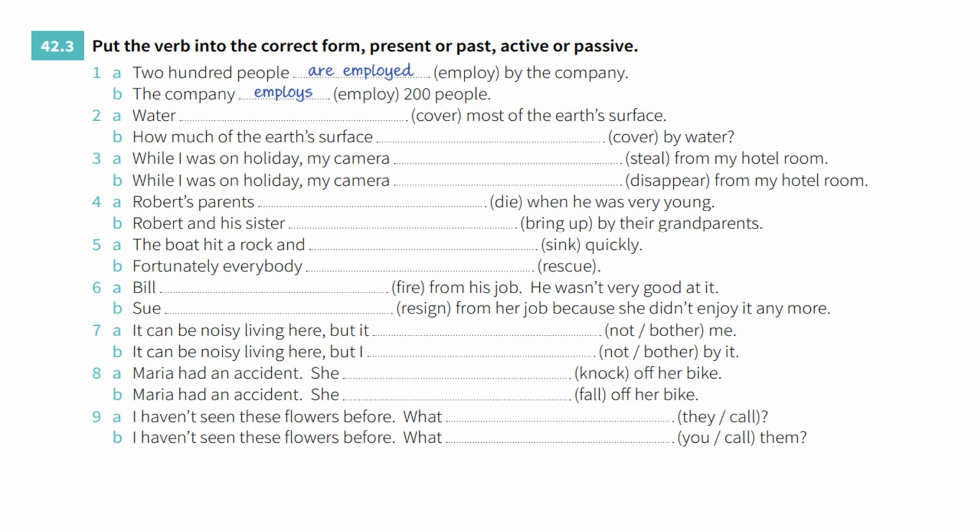Put the verb into the correct form, present or past, active or passive. 200 people are employed by the company. The company employs 200 people.